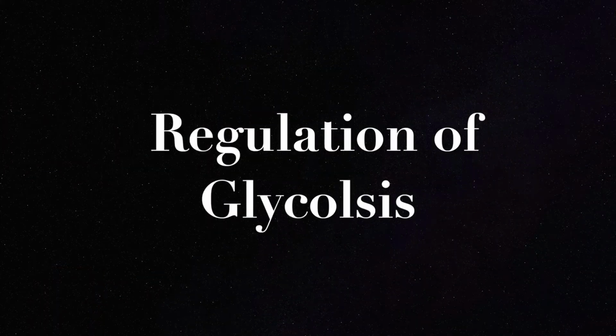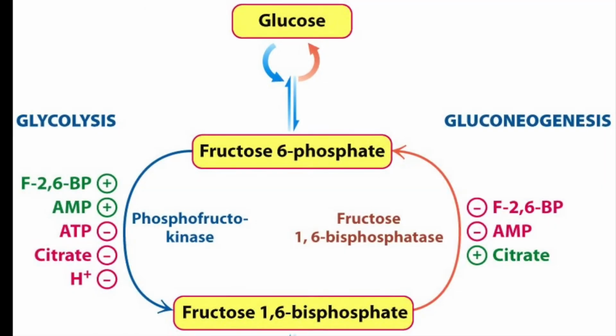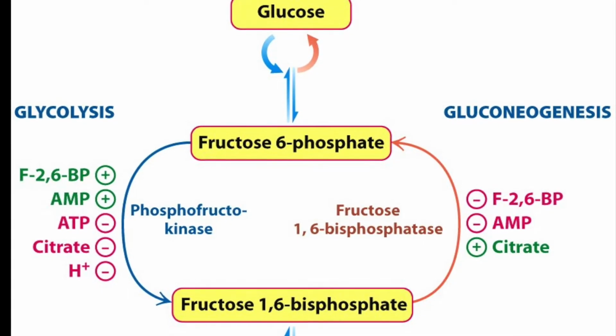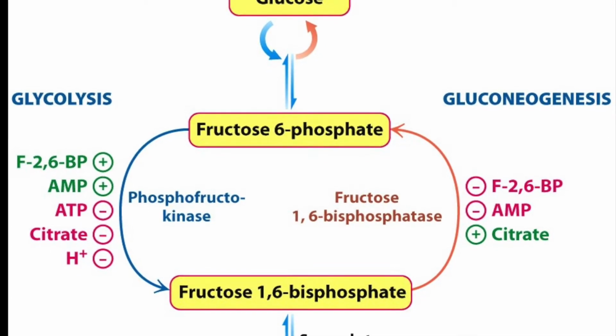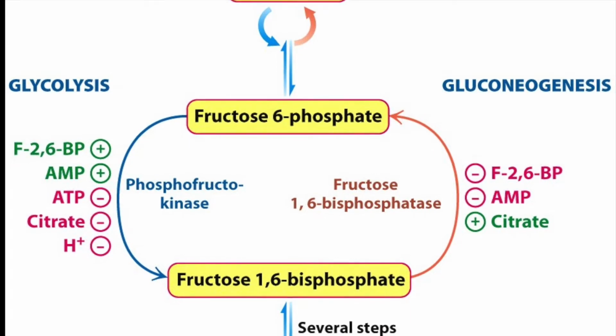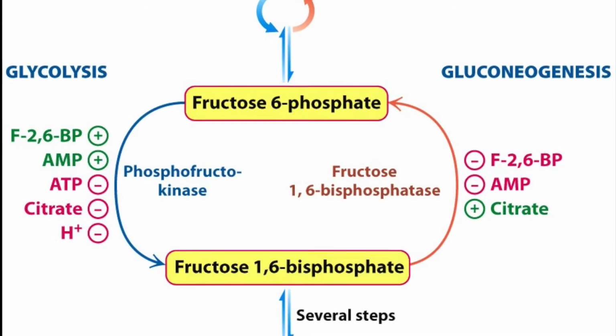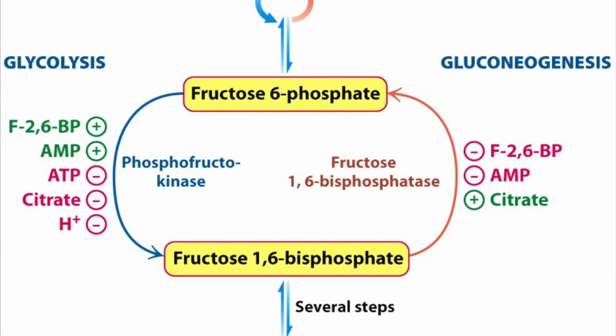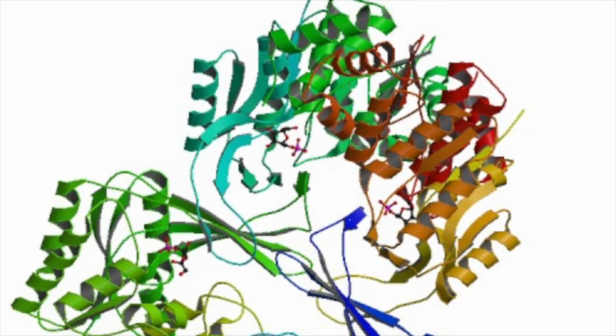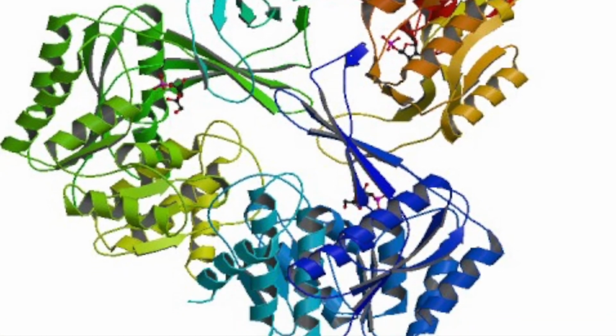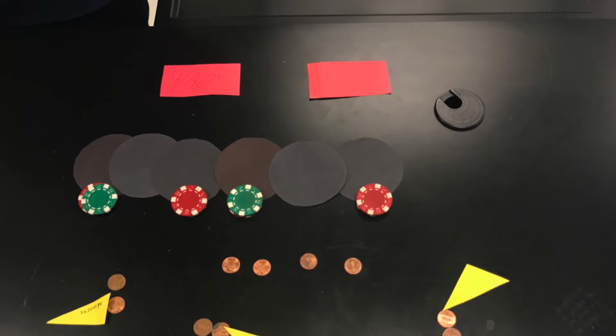Regulating glycolysis is important because if we have high levels of ATP, it is not necessary to waste resources to make more energy. Phosphofructokinase is able to regulate glycolysis through allosteric inhibition. Because of this, the cell can increase or decrease the rate of glycolysis in response to the cell's energy requirements.